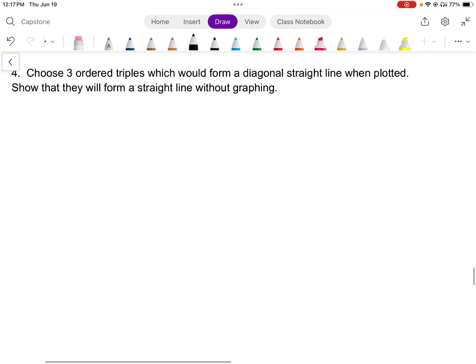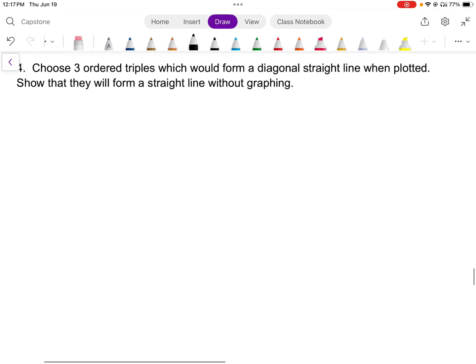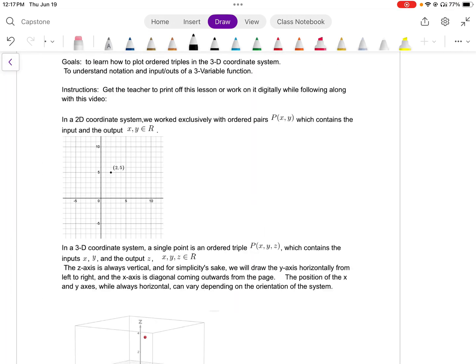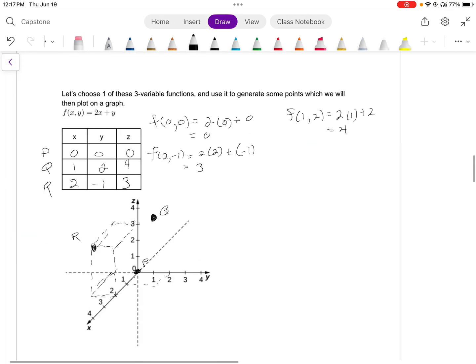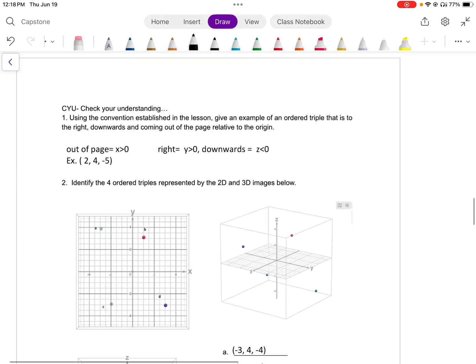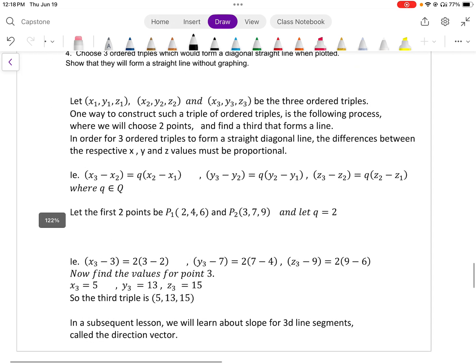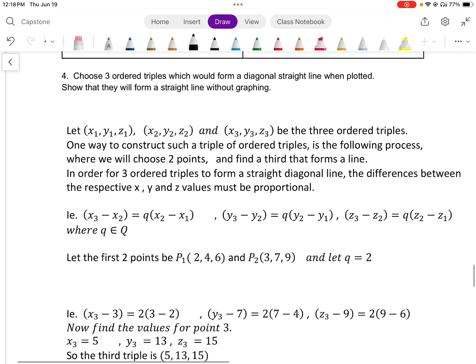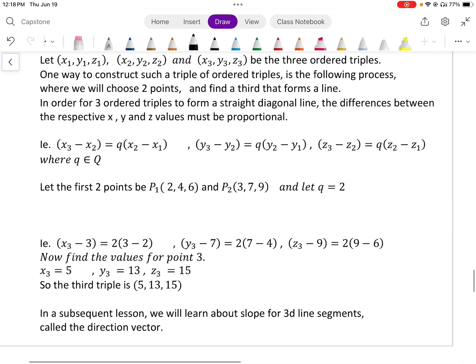Okay, last one. Choose 3 ordered pairs which will form a diagonal straight line when plotted. Show that they will form a straight line without graphing. Okay, in order to do this, I'm going to go into my solution section, so you can go have a look at that too if you'd like. Now, there's lots of ways to do this, but here's one way that I came up with. It says specifically show that they will form a straight line without graphing.